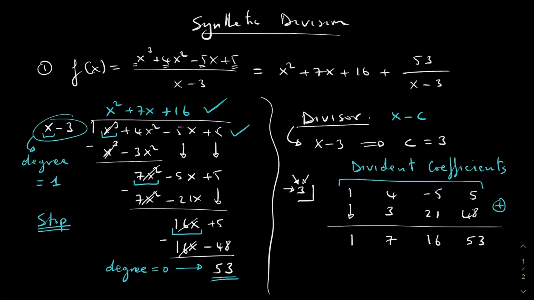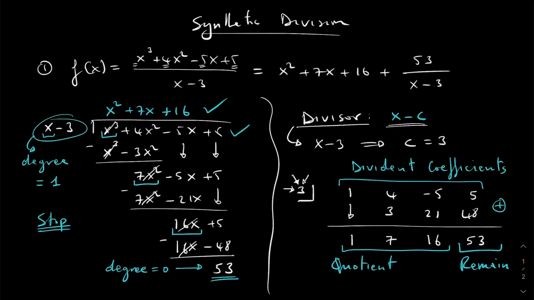And so this is the whole process. It's very simple and quick, way faster than long division. But the caveat here is that your divisor has to be in the form x minus c. Once you're done, you should know that the remainder for this division is this last number right here, and the rest of these numbers are the coefficients of the quotient.